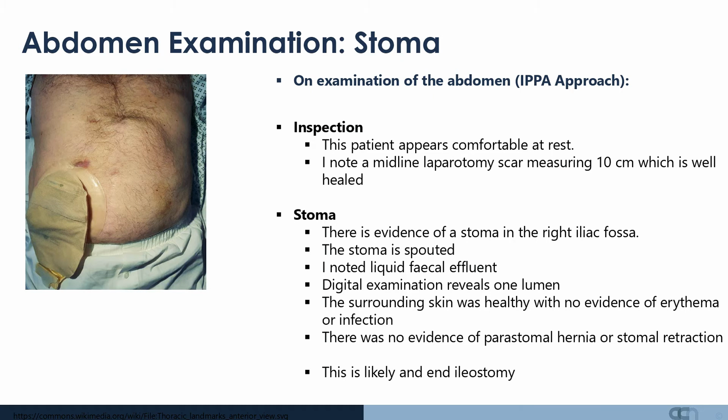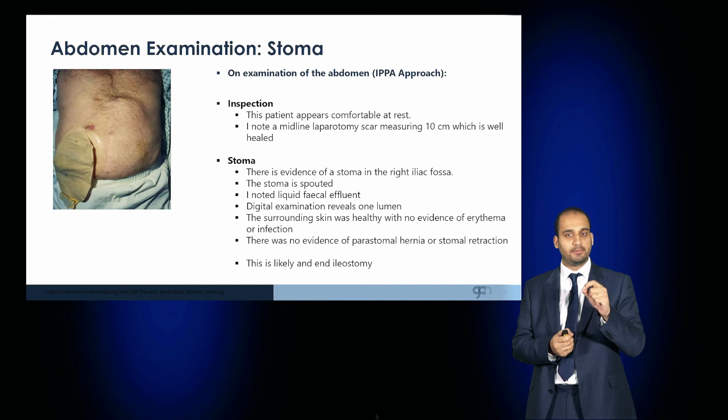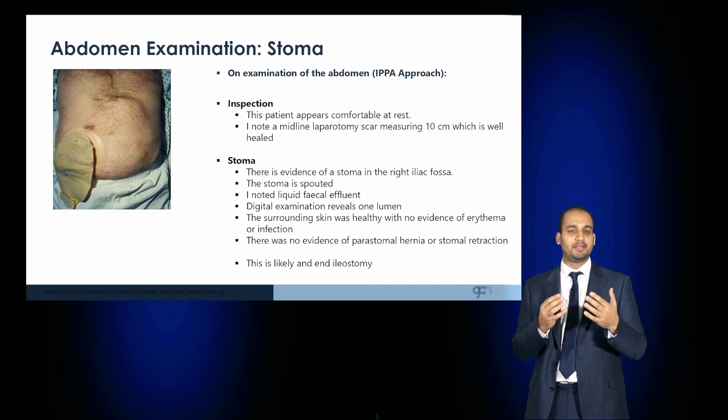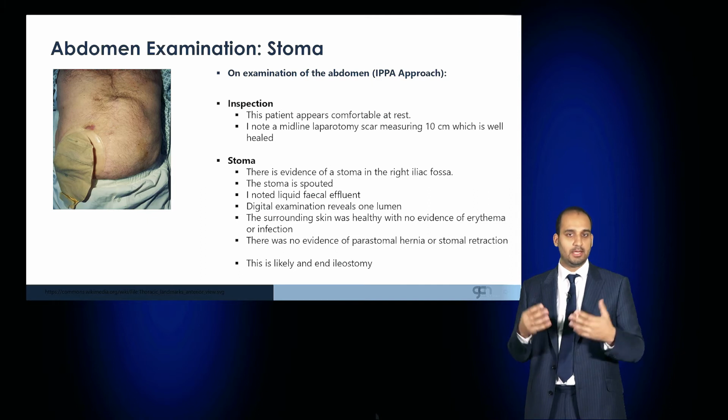This was a surgery that had happened a long time ago. There is a stoma. The stoma is in the right iliac fossa. You note if you were to remove the bag, it was spouted. And if you examine the contents of the bag, you'd note liquid fecal effluent. You should digitally or offer to digitally examine the number of lumens in a stoma. And if there's one lumen, you could comment on that, or if there's two, that would suggest a loop ileostomy.